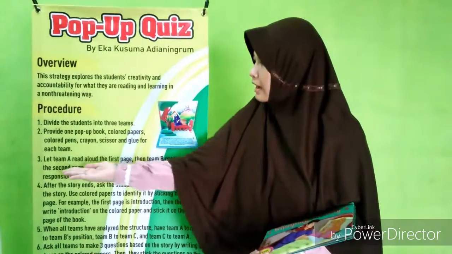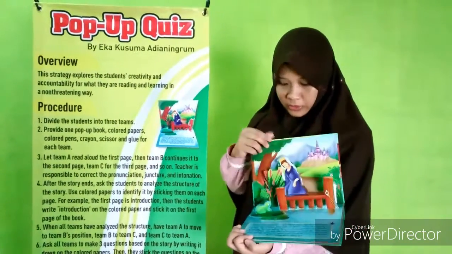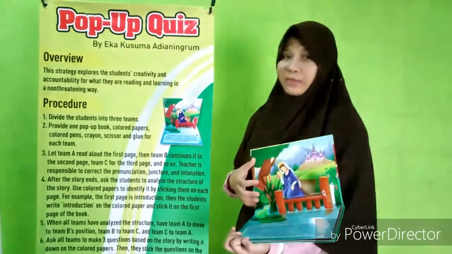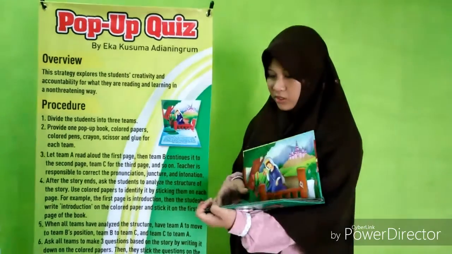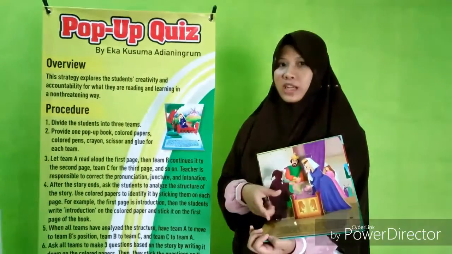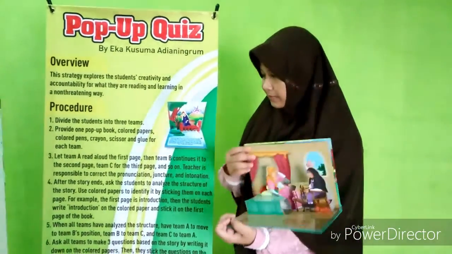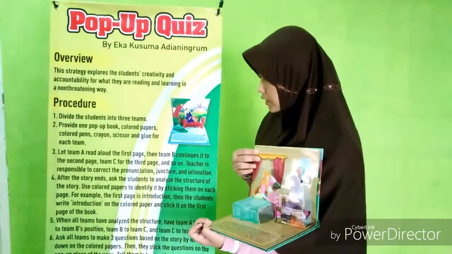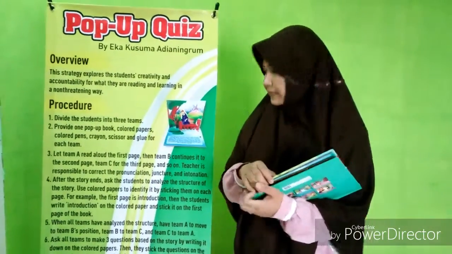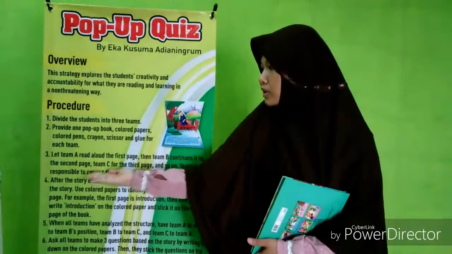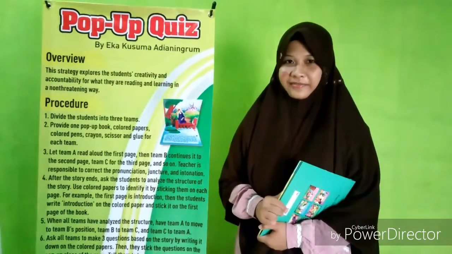The third, let Team A read aloud the first page. The first page of the book is read by Team A, and then Team B continues to the second page, and Team C reads the third page, and so on until the end of the story. The teacher is responsible for correcting the pronunciation, juncture, and intonation.